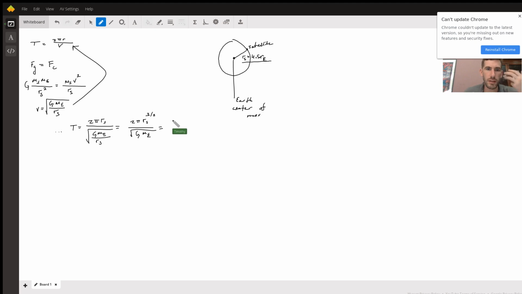So if we're going to do this in terms of all the given variables, we're just going to say 2 pi times 4.5 times the radius of the Earth, all to the 3/2 power, over root G times mass of the Earth. And that will equal your period. So you can go ahead and plug in all of your constants, and you should get an exact answer for the period.